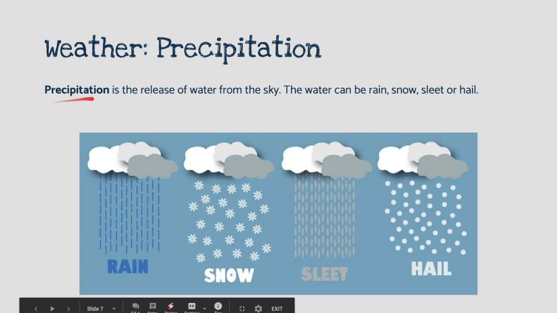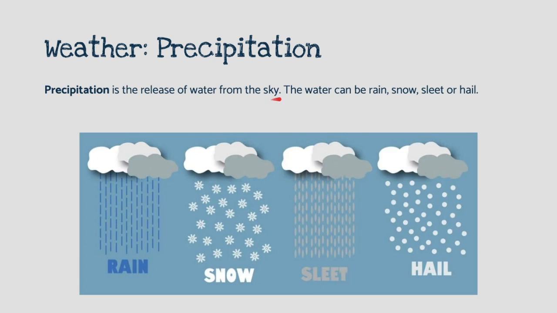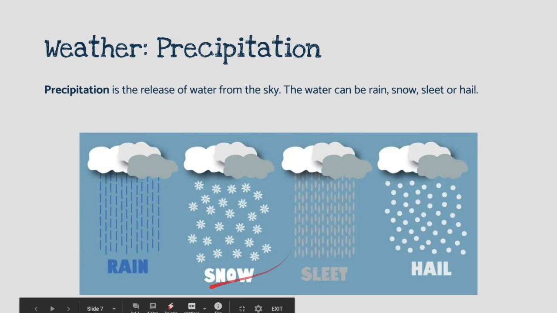Precipitation. Precipitation is the release of water from the sky. The water can be rain, snow, sleet, or hail. So as you can see, we got rain, snow, sleet, and hail.